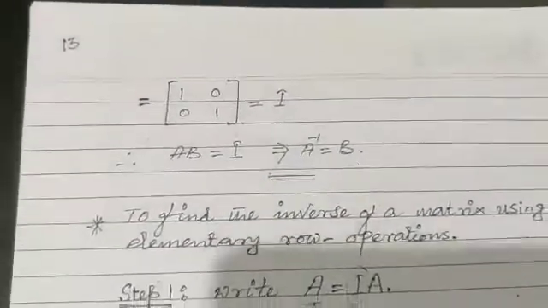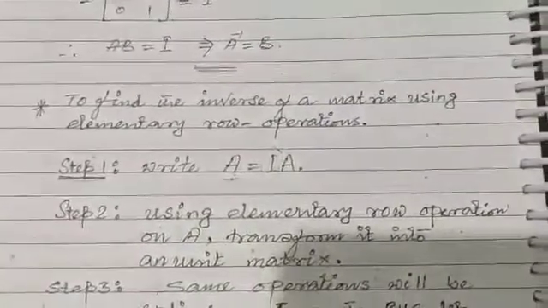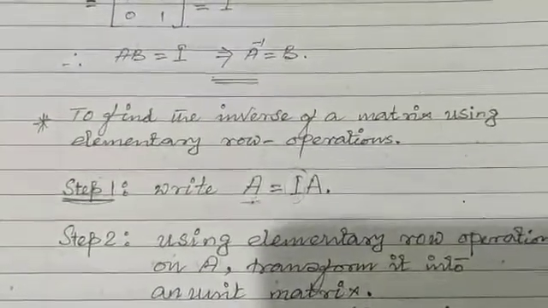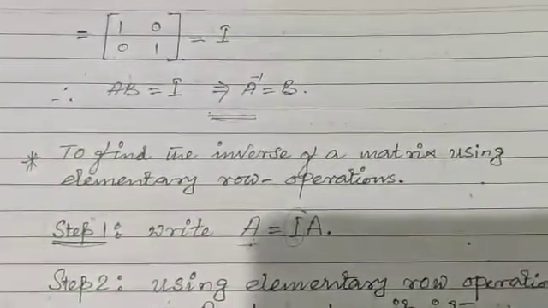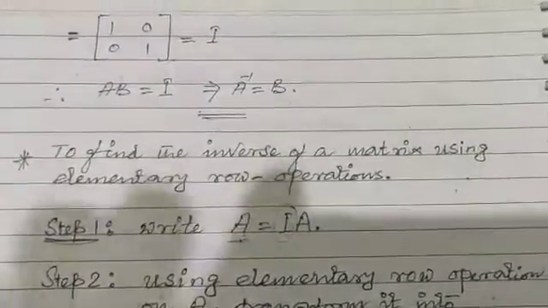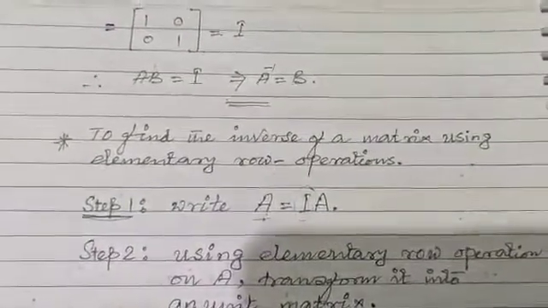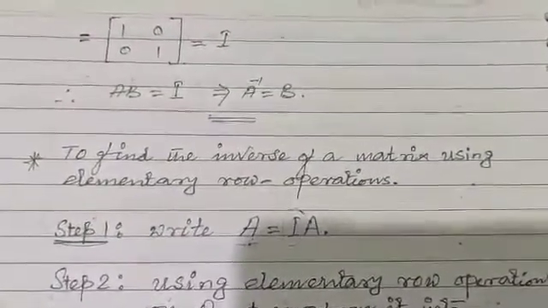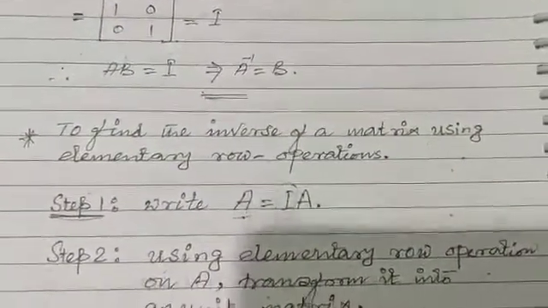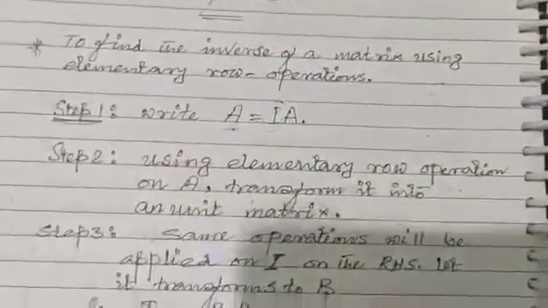Now using elementary row transformations or elementary row operations, we will find the multiplicative inverse of a non-singular matrix. We will discuss the non-singular matrix in the chapter on determinants; a matrix whose determinant value is non-zero is called a non-singular matrix. We will discuss that later on, but here we look at the steps to find the inverse of a matrix.